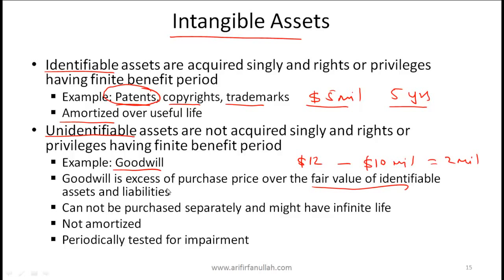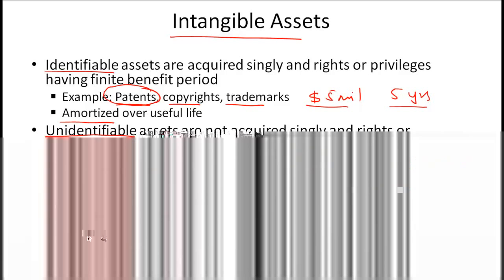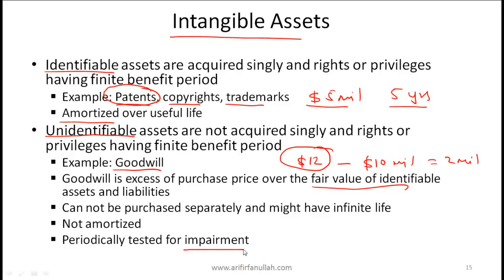Now notice that that 2 million worth of goodwill you cannot buy separately. So to get that goodwill, you need to pay the entire 12 million for the business. And since it's not identifiable, it cannot be amortized. However, periodically, and this would be at least a year, you need to test for impairment. You need to check whether that extra 2 million that you paid for goodwill still holds. And this will be covered in detail when we do the reading on long-lived assets.